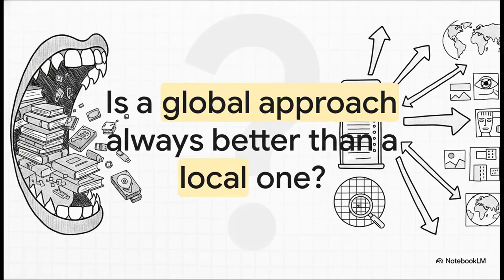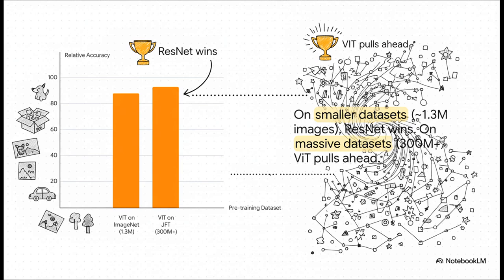So is this new global way of seeing always better? The answer is a hard no, unless you can feed this thing an absolutely colossal amount of data. This chart tells the whole story. On the left, you can see that when you train both models on a standard dataset with about 1 million images, the classic CNN actually performs better. But now look at the right. When you pre-train them on a massive, private dataset with over 300 million images, the vision transformer doesn't just catch up, it blows right past the CNN.